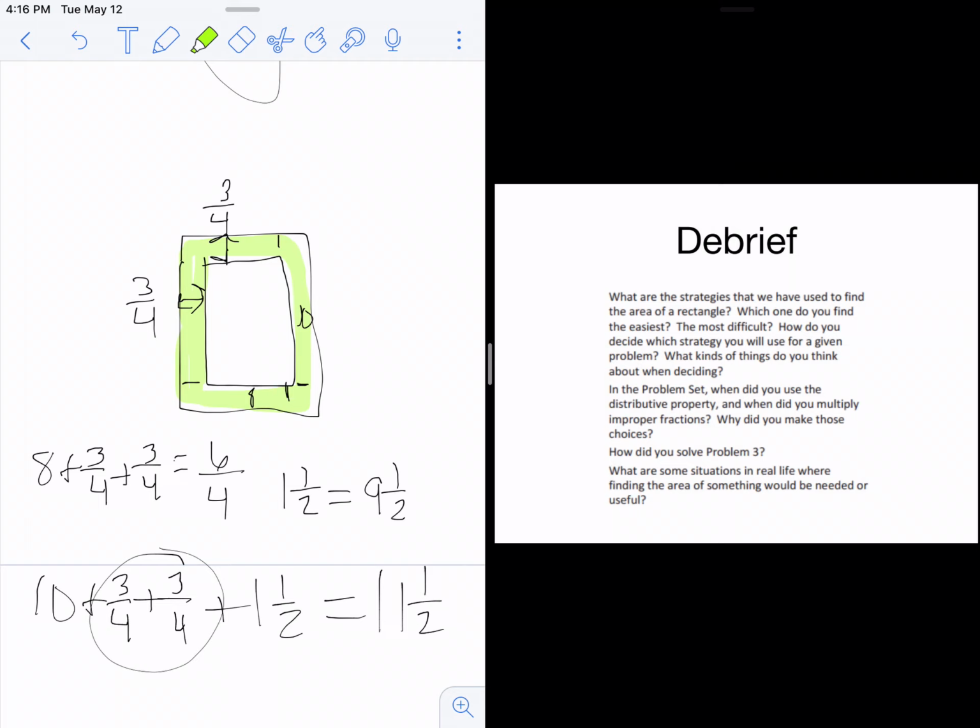Here are some debrief questions to think about. What are the strategies that we have used to find the area of a rectangle? I did 2 today. So which one do you find the easiest, the most difficult? How would you decide which strategy you would use for a certain problem? Remember, it's all about having multiple strategies. Not one strategy is always the right answer. Okay?